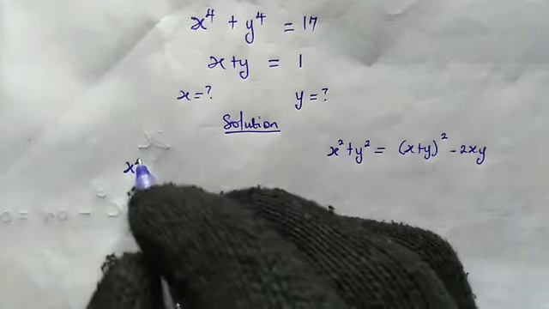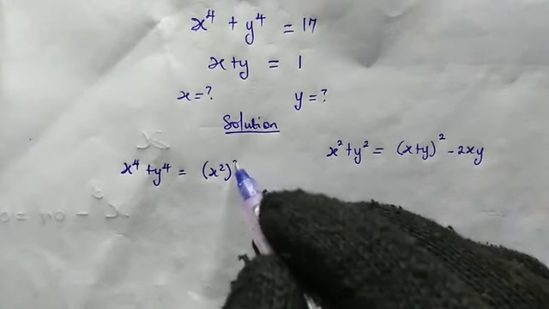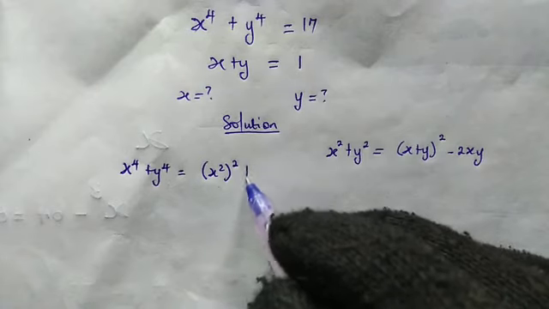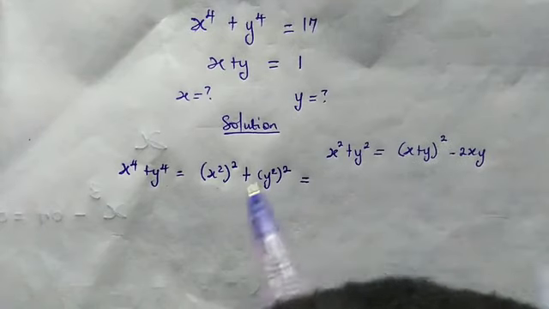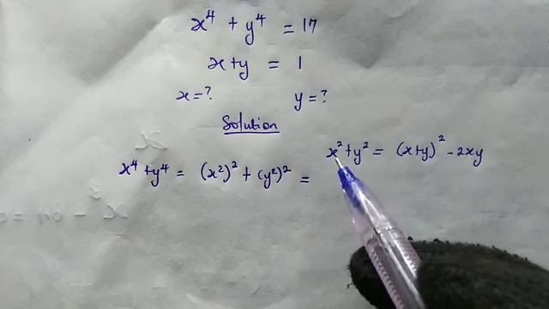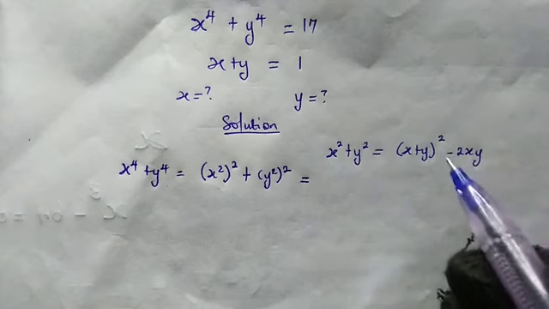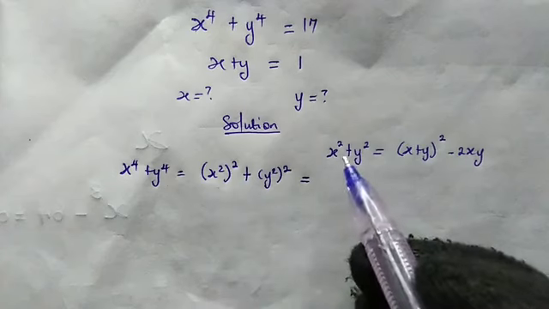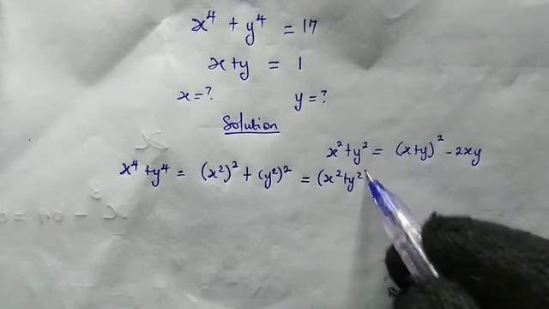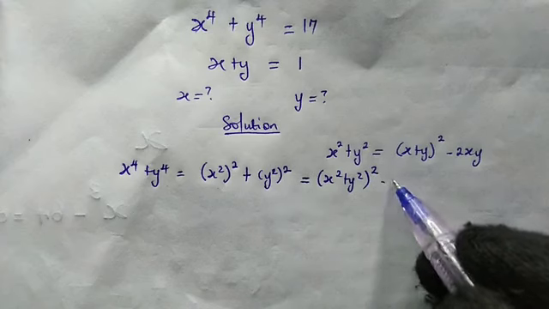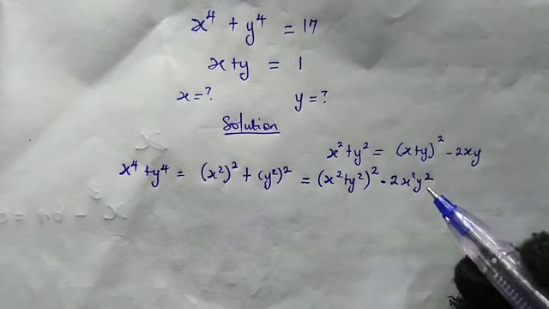We have x to the power of 4 plus y to the power of 4. This is equal to (x squared) squared, since 2 times 2 is 4, plus (y squared) squared. Here we have something squared plus something squared, which is equal to (something plus something) squared minus 2 times something times something. Here we treat x squared as x, and we're going to have (x squared plus y squared) squared, then minus 2x squared y squared.